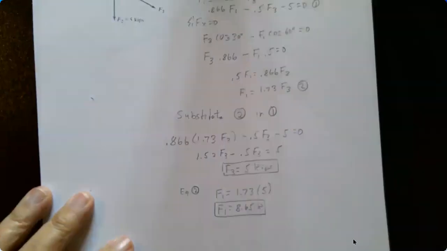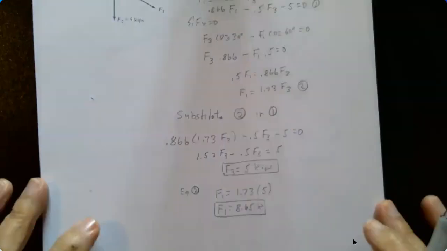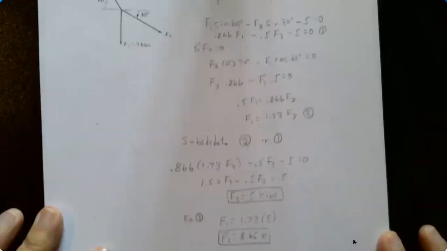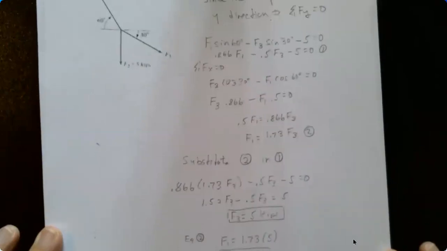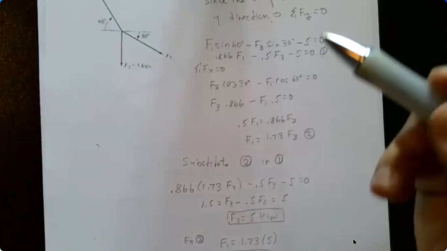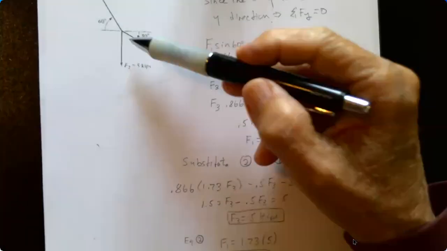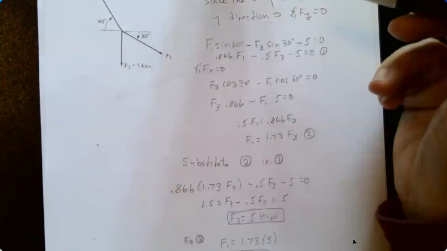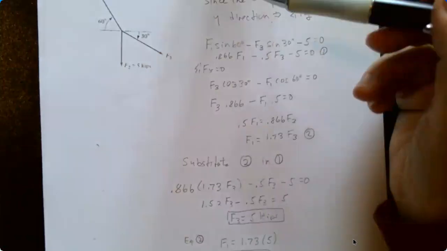It's 4. This is the extra credit problem. Thought this was, again, pretty straightforward. 5 kips, that's the only force that we have.